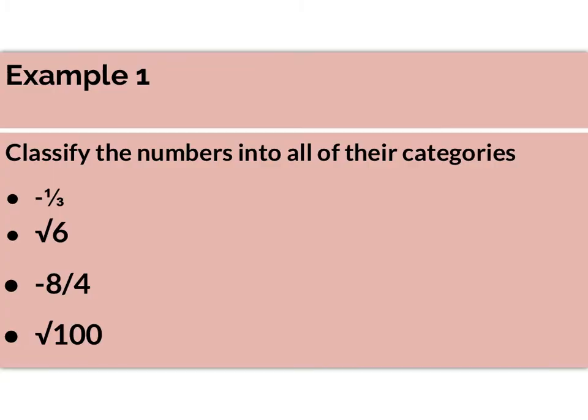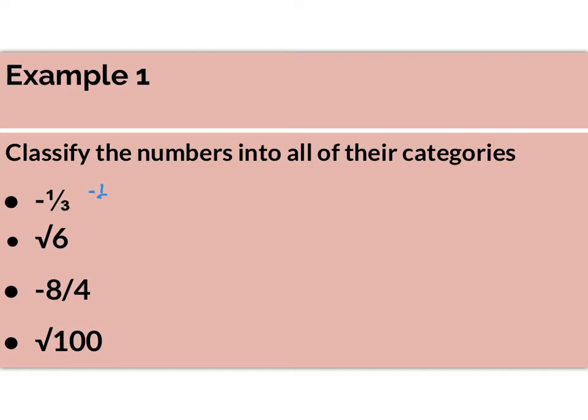All right. So classify the numbers into all of their categories. So we're just going to do it with the highest number category that they can fit into. So we have negative 1/3, a square root of 6, negative 8/4, and then the square root of 100. Okay, so on the next page.